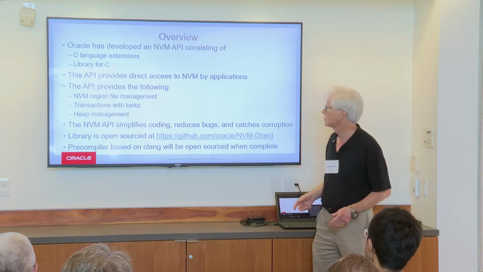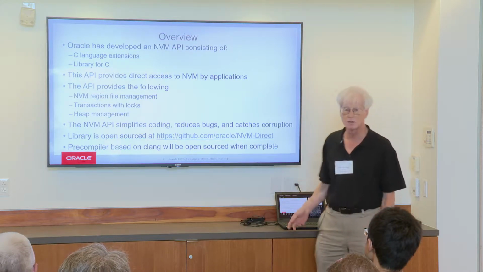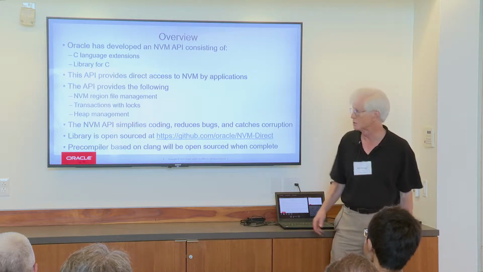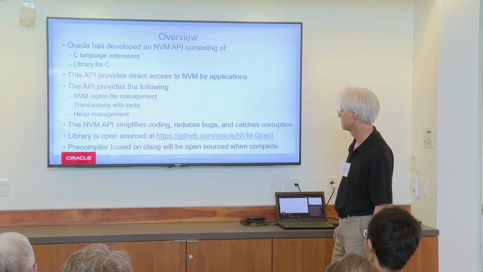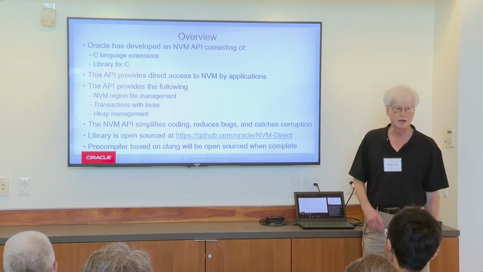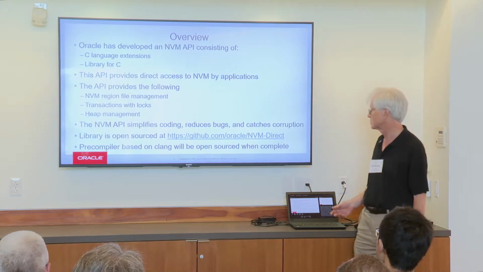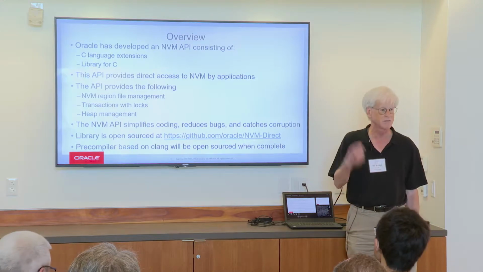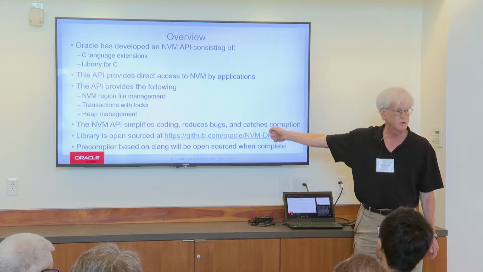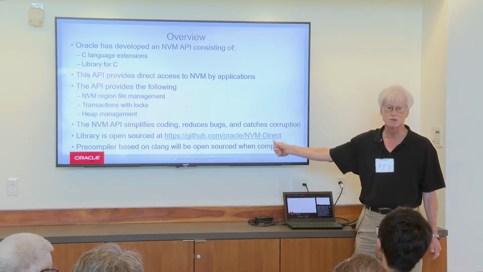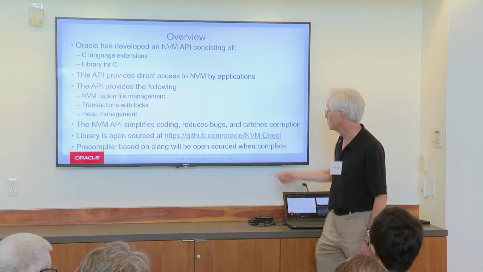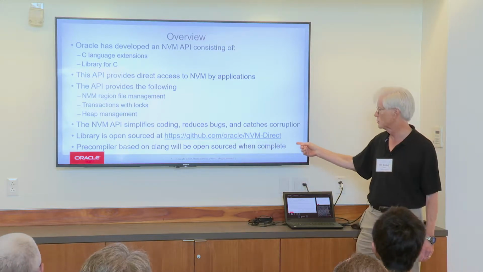And we have a heap where you can allocate chunks of memory and call them a struct, a persistent struct. The whole idea is that this simplifies coding, reduces bugs, and should try to catch corruption early. That's a big thing. I believe that corruption is going to be one of the biggest problems we have. You don't have to, but you can do things with this library to validate that the pointer is good when you use it. You can find the source, open source, in NVM Direct.